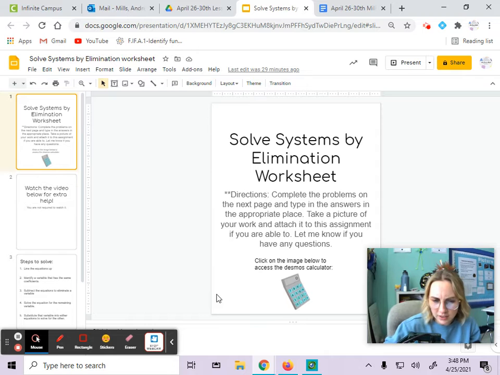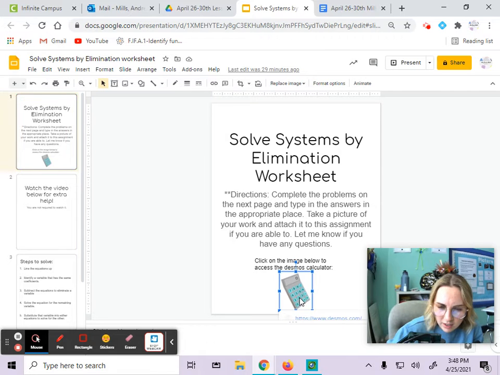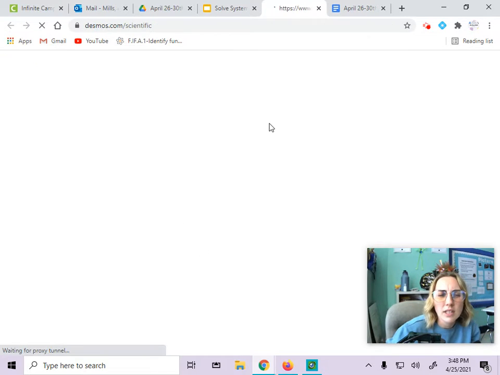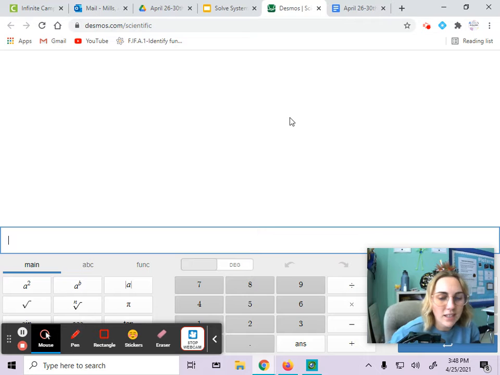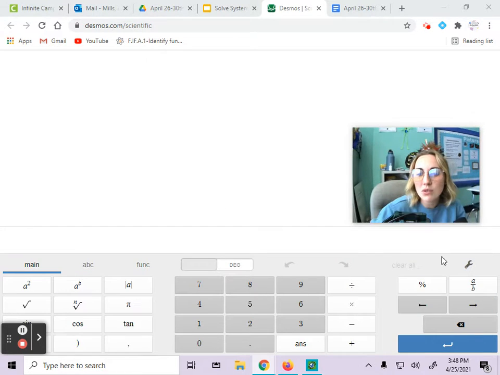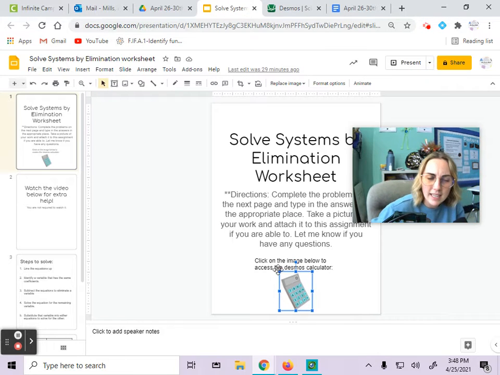I set it up to where you have access to a Desmos calculator. On the first slide, here are the directions. To get access to the Desmos calculator, all you have to do is click on the picture itself and it'll take you right to it. Remember, this is the calculator that you'll be using on K-Prep, so I would recommend starting to get used to the calculator so it'll become easier for you in the long run. So there's access to that.